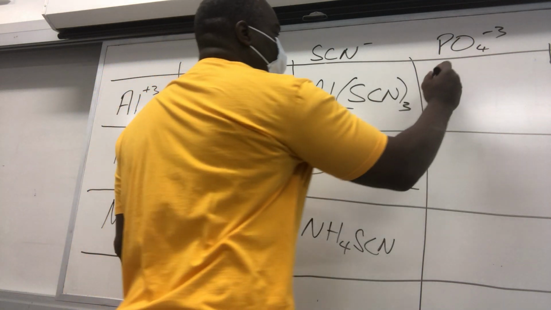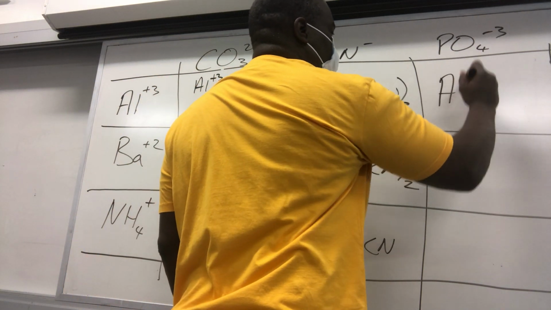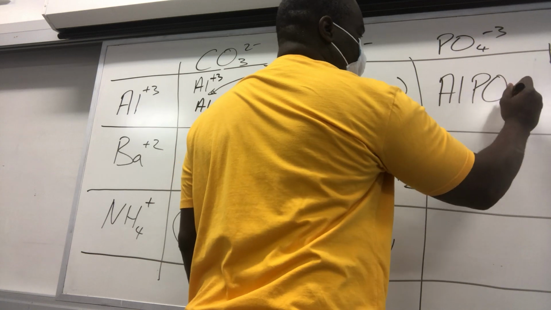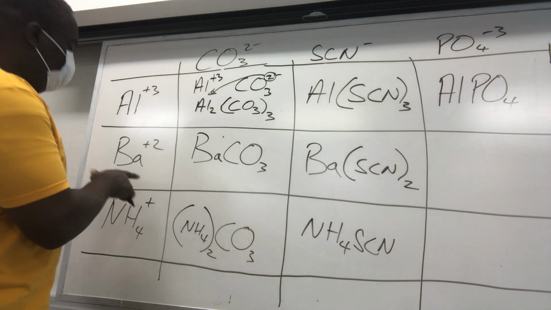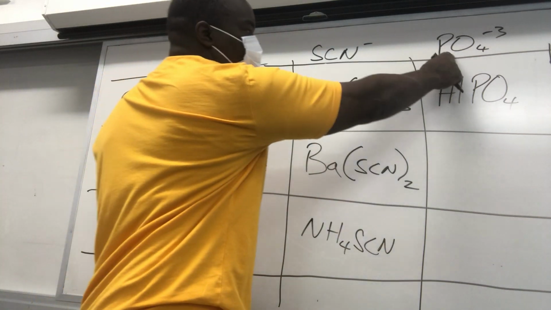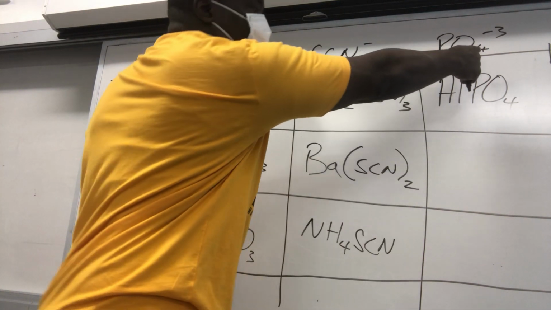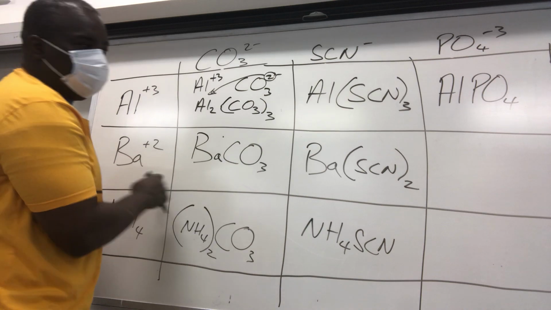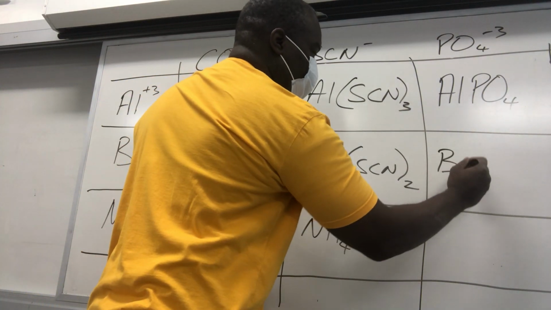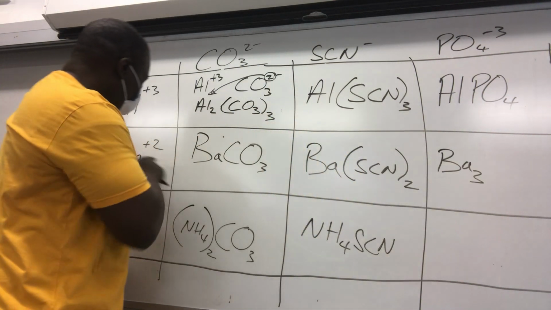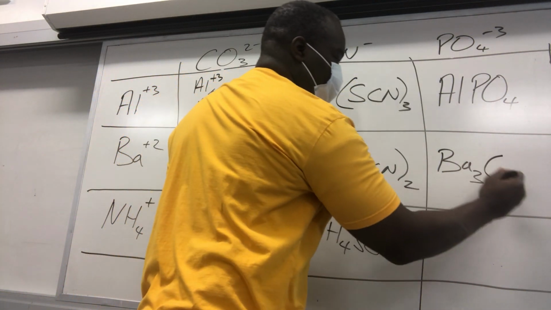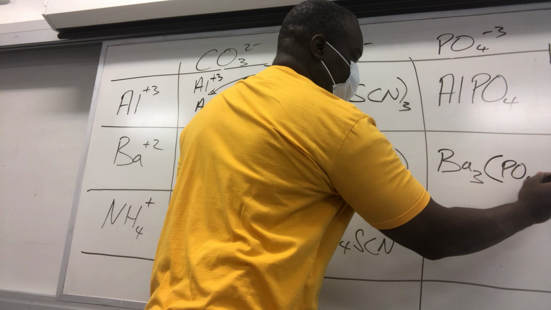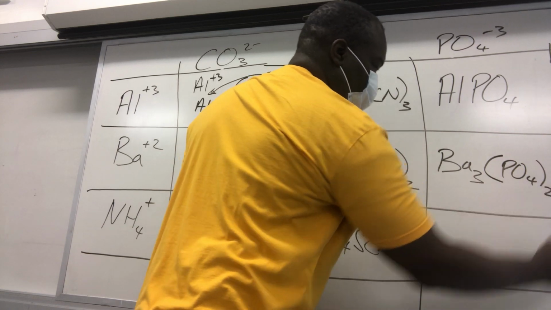No problem. So this guy will give you AlPO4, okay? Because the 3s cancel each other out, leave ones, we don't show the ones, no problem. Okay, if Ba and PO4, the 3 from the phosphate goes to the Ba, so it's going to be Ba3. Now the 2 from the Ba goes to the phosphate, so there's parentheses PO4, okay, parentheses 2.